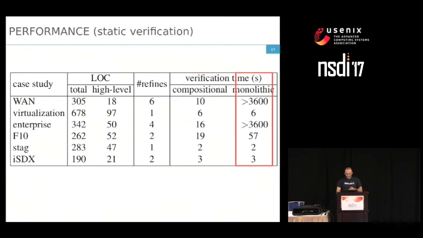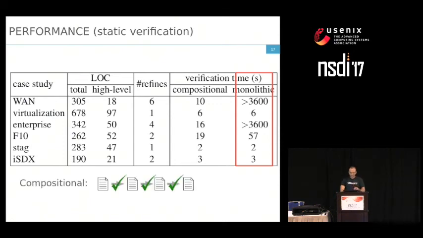And this is largely due to the fact that we do verification compositionally. So to show this, what we did is we lumped together all the refinements into one big refinement step and tried to verify it in one go, as shown below. And as you can see, in some cases, it became intractable.